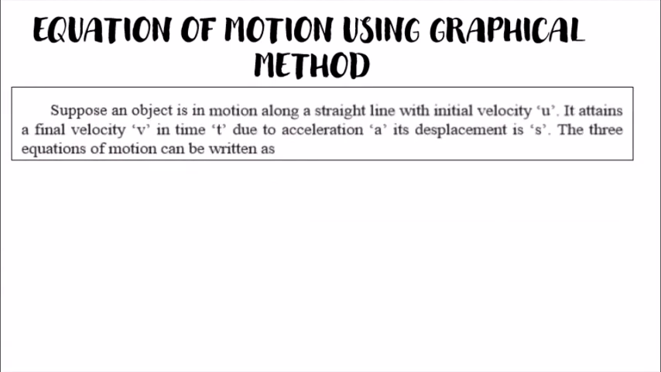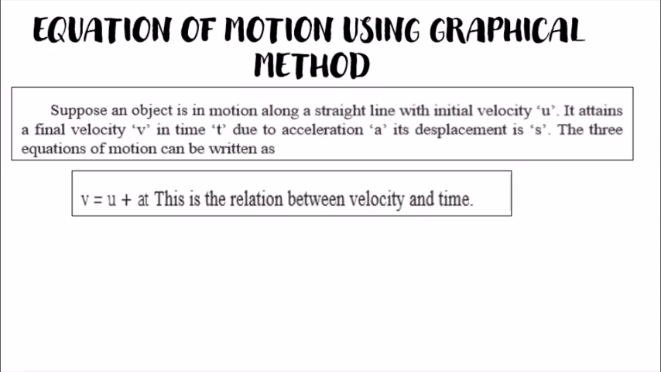Now, if an object is in motion along a straight line, the initial velocity is u, final velocity is v, time is t, acceleration is a, and displacement is s. With these values, we will be deriving the equations. Newton has given three equations.